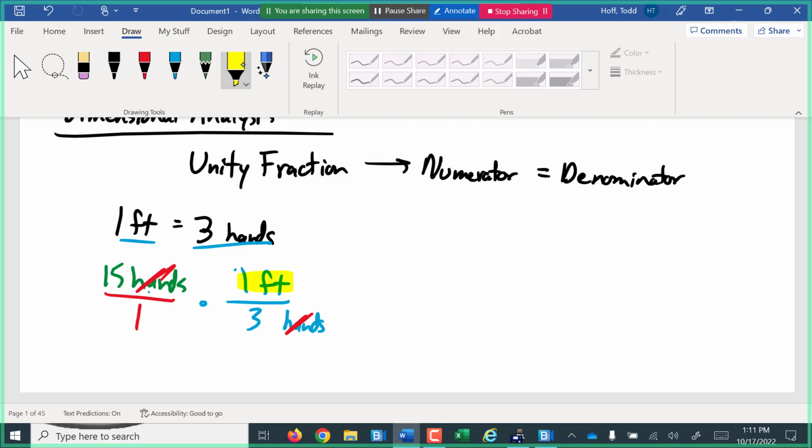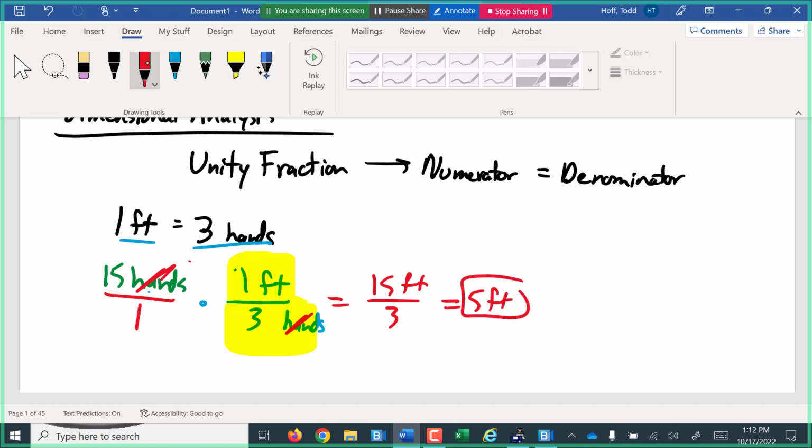And so this was our typical unity fraction or conversion factor, because even though it doesn't look like it, 1 foot does equal 3 hands. And then we just multiplied that out. 15 times 1 foot is 15 feet. On bottom, 1 times 3 is 3, and then we had to divide it out. 15 feet divided by 3 is 5 feet. So that horse that is 15 hands tall is 5 feet tall.